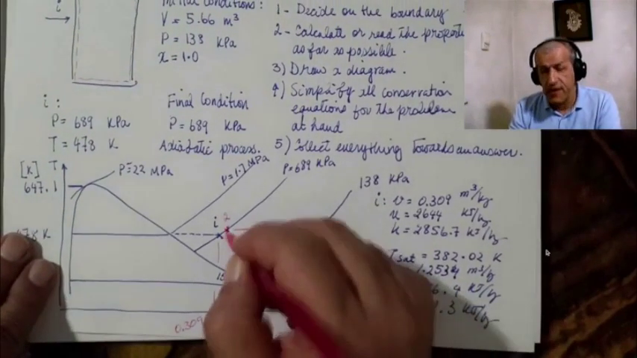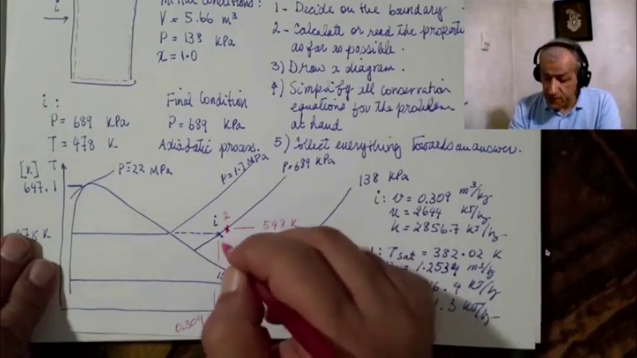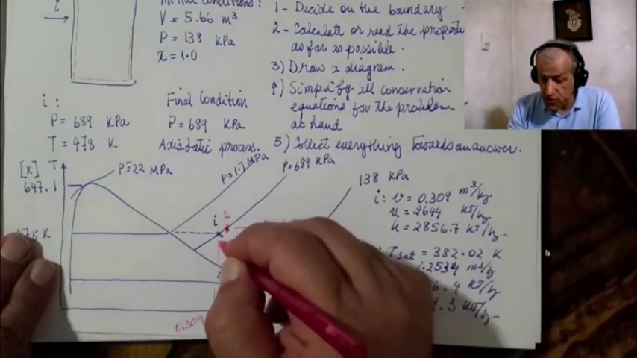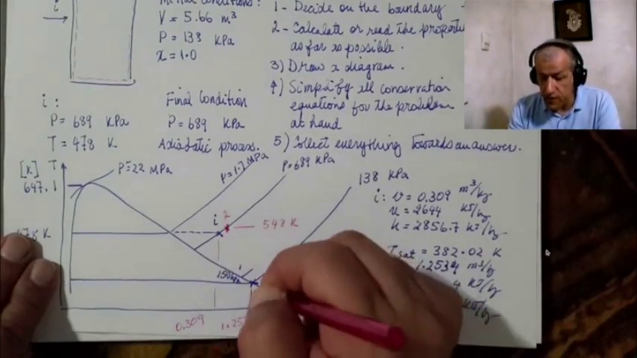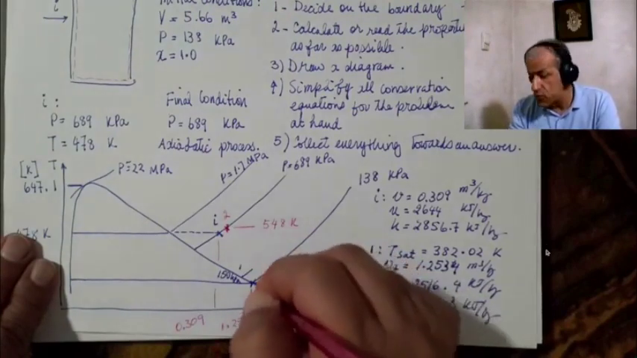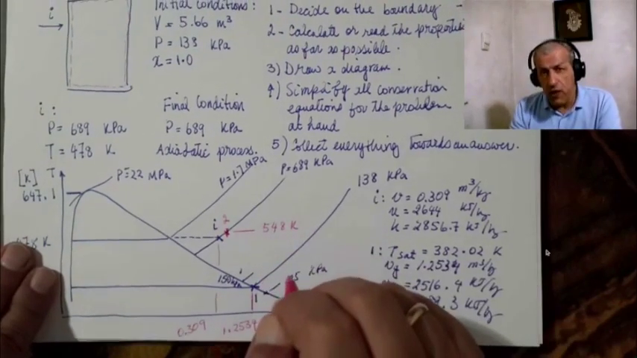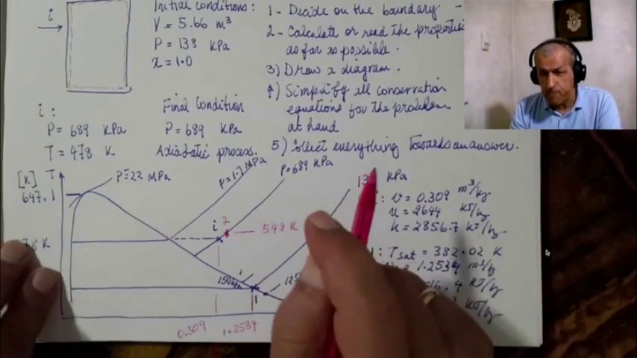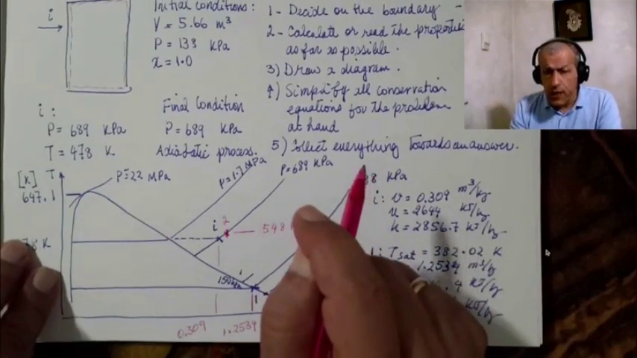It is somewhere here, somewhere between 0.309 and 1.2534. Of course, this point should have been far away to the right. It's a good job.